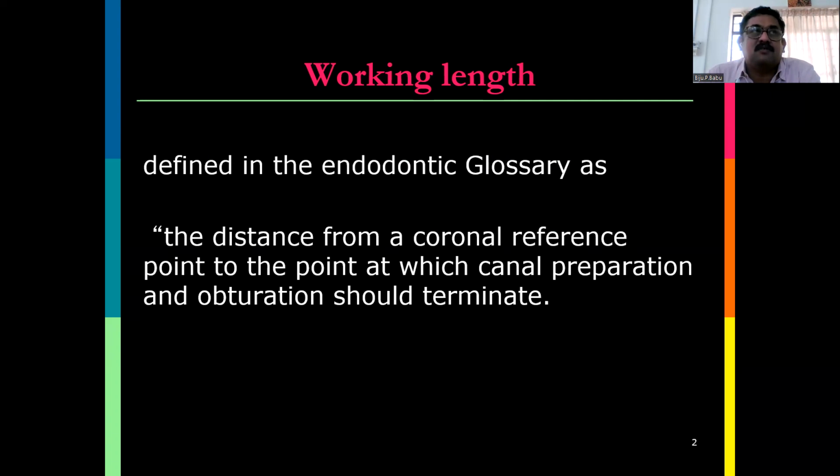So the distance from the coronal reference point to the apical point is the working length of the tooth. It is this length to which the clinician should clean and shape the canal. Your irrigant materials shouldn't go beyond this working length. They should be confined to the canal space only. Even your obturating materials shouldn't go beyond this working length. This length is the space in which you have to work during endodontic treatment.